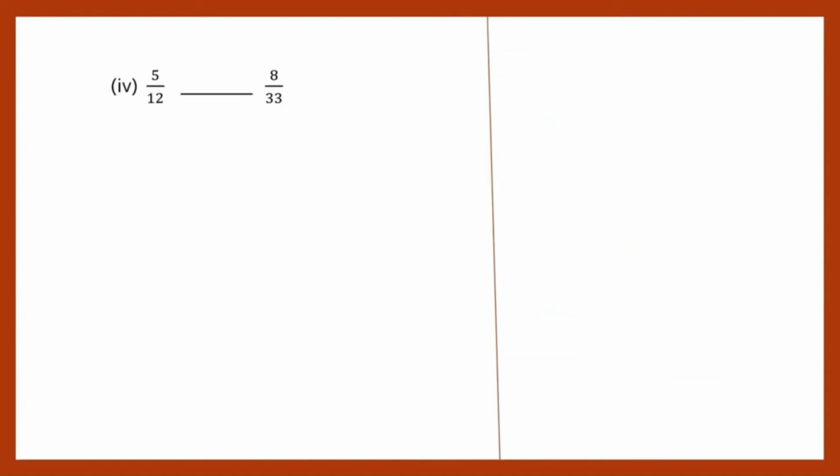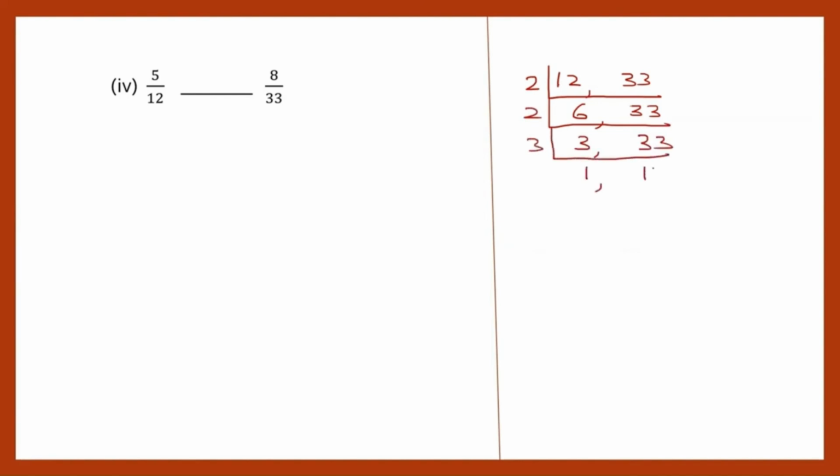Fourth one, let's find the LCM of the denominators, 12 and 33. Starting with 2. 2 6s are 12. I bring down 33. 2 3s are 6. Now I use 3. 3 11s are 33. I can use 11 now.